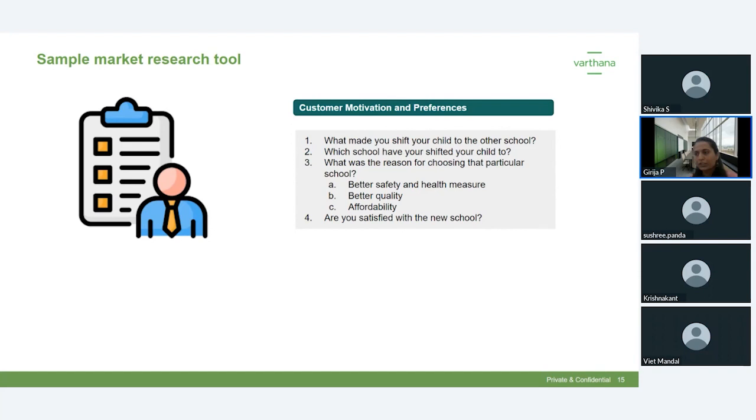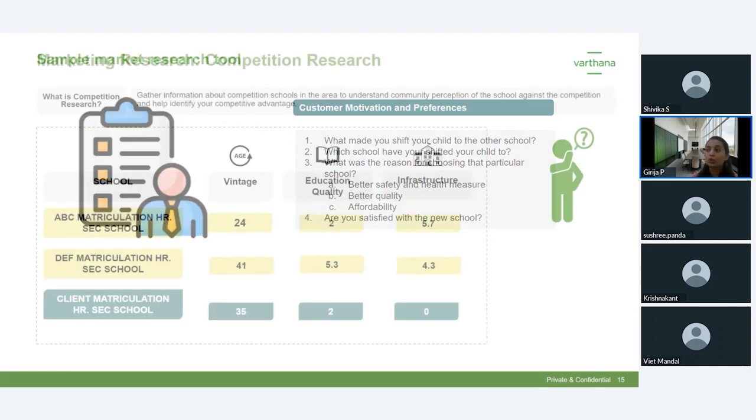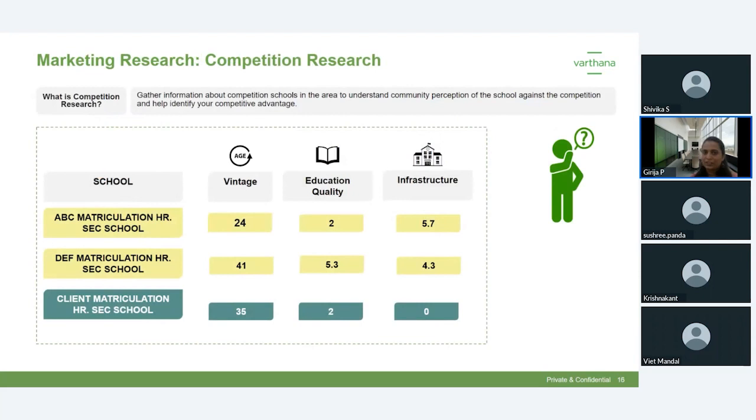So far we have talked about understanding the customers and what their motivation factors and preferences are. Along with this, it is very important to do market research on your competitors as well. Competitive research is where you are gathering information. Who are your competitor schools within the area? What are they doing differently? How is the community perceiving them? It will help you to identify your competitive advantage.